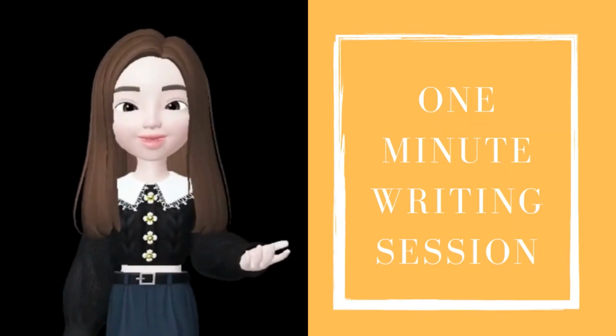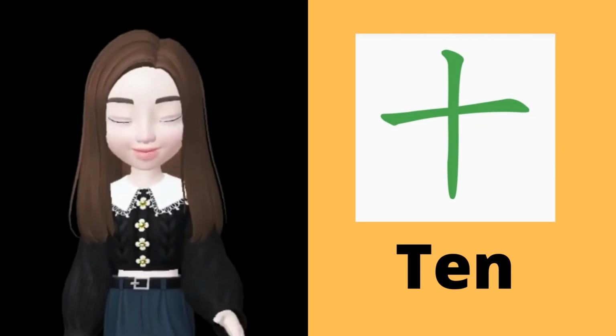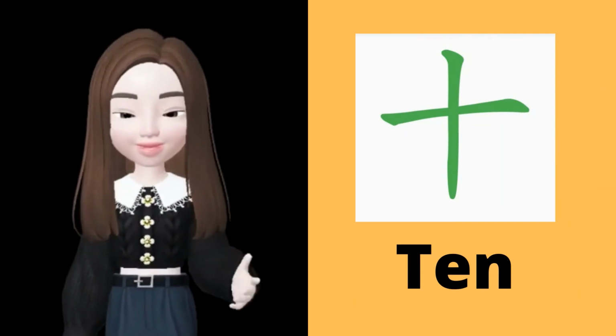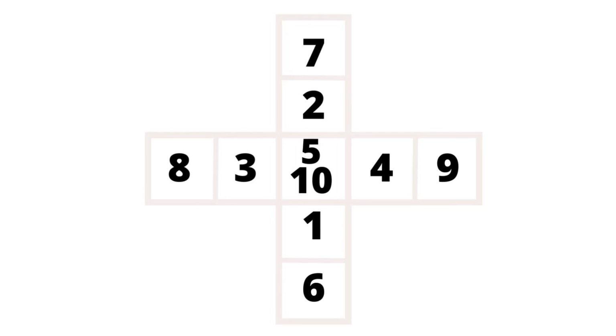Now, it's time for our 1-minute writing session. Today we learn number 10. Take a look at the Yellow River map layout. It's exactly what 10 is.